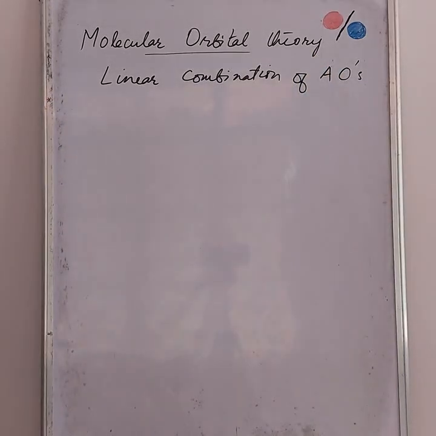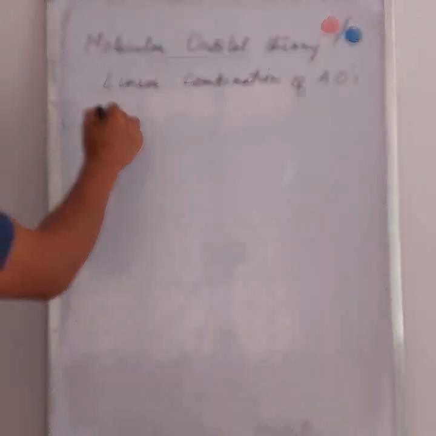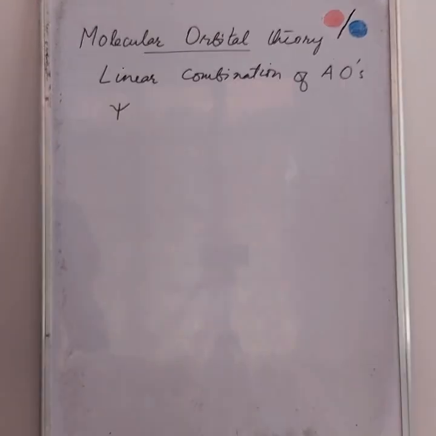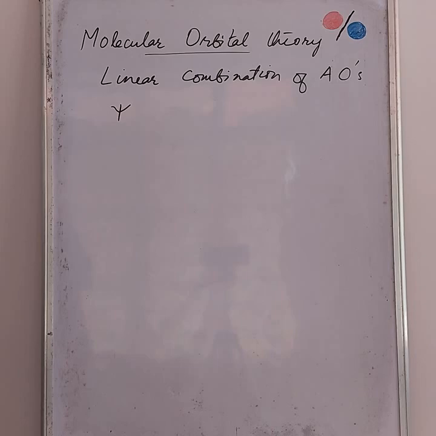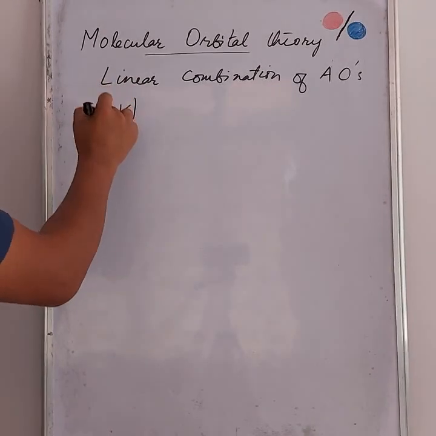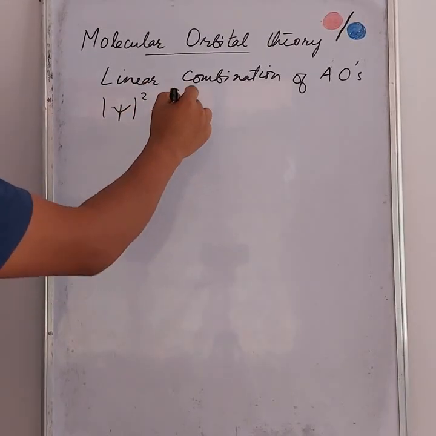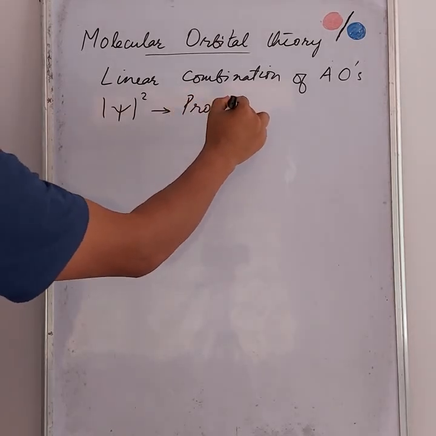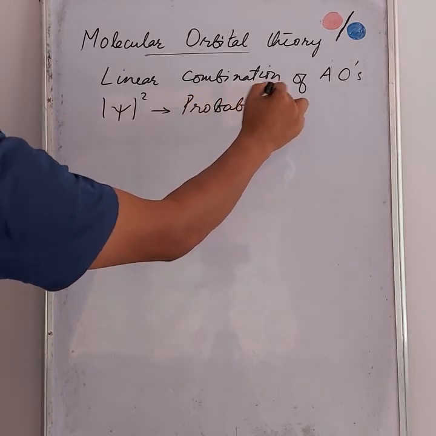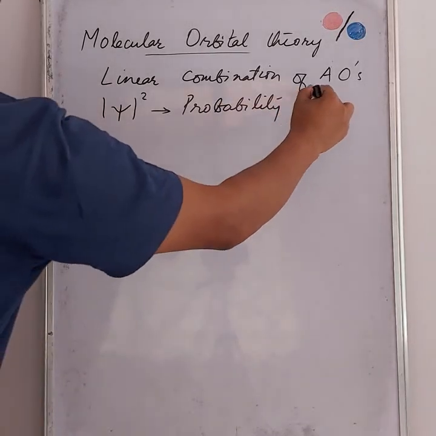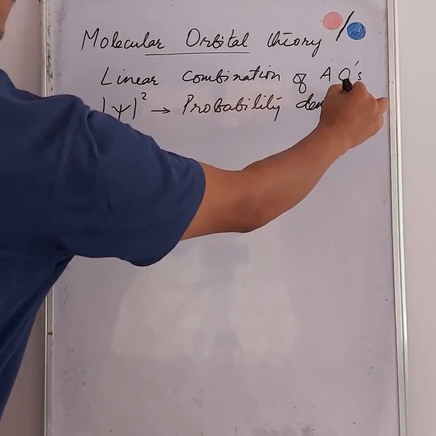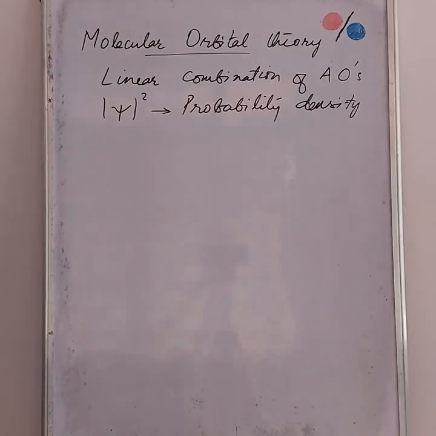So we know that atoms have orbitals, and in quantum mechanics we denote the atomic orbitals by psi, as we have discussed in the last chapter. If we square this psi, we get the probability density. That gives us an idea of where the electron may lie.